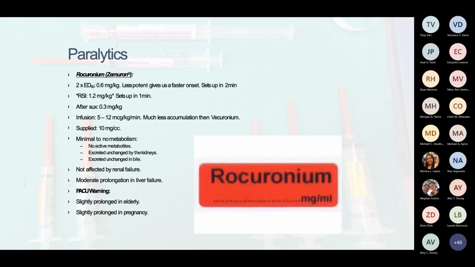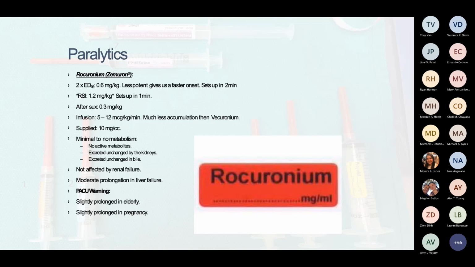Or they may go to the other extreme where they give 50 milligrams to everybody because that's what they usually do. So again, you'll see some variability there. And it comes with a dosing range. If you give that 0.6 milligram per kilogram, generally it takes about 2 minutes to set up. If you give the RSI dose, it's a little bit faster, 30 seconds to a minute. So if you're falling somewhere in that 0.6 to 1.2 range, it's okay. You just know that you're going to have a little bit faster onset in that time period.